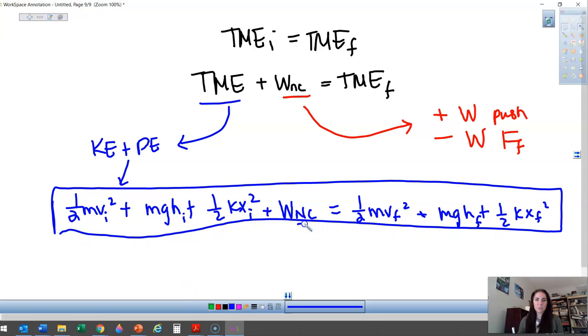And like Inception of Inception, this one, oh, why didn't it change color? There we go. This one is work. So remember, work is force times distance. Sometimes they give you the work done, but if they don't, they better give you a force and a distance because you can't solve it without that.